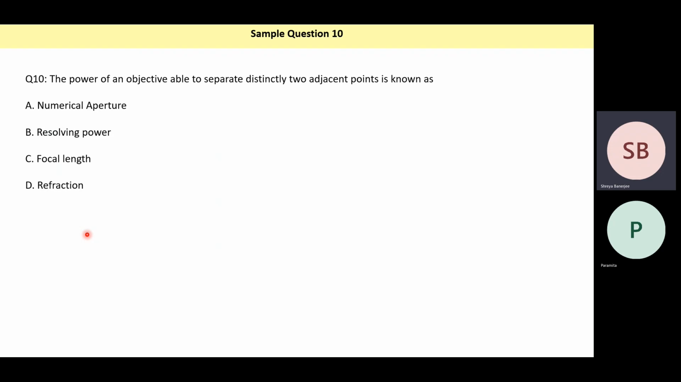The 10th question is: the power of an objective able to separate distinctly two adjacent points is known as what? So if you remember, the answer is B, or resolving power.